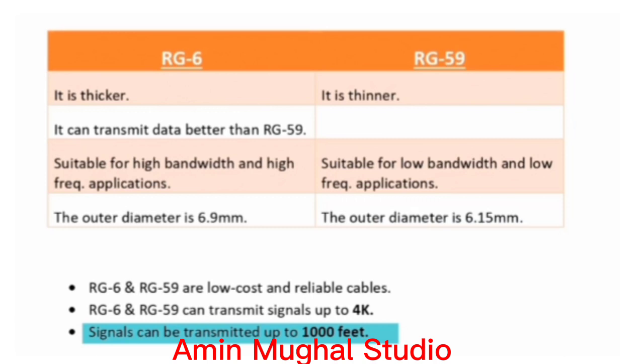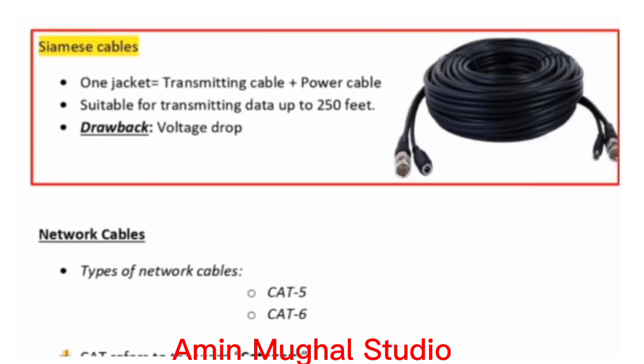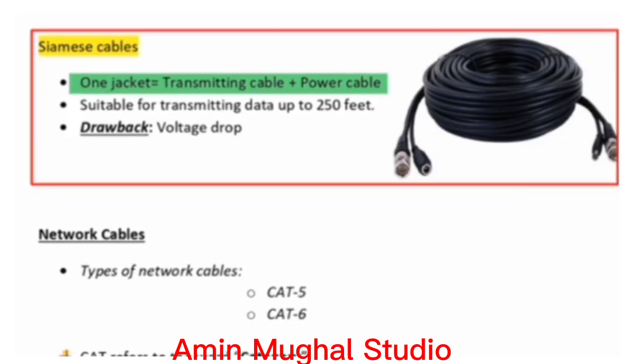Clear? Next we have another very popular coaxial cable, the Siamese cable, in which one jacket holds a video signal transmitting cable and a power cable. Both are in one jacket, and it is very easy to install because you just pull one cable from the camera to the video recorder and it performs both the desired functions, data transmission and power for CCTV. Whereas in the case of RG59 and RG6, you have to provide a separate cable for power and a separate cable for data transmission.